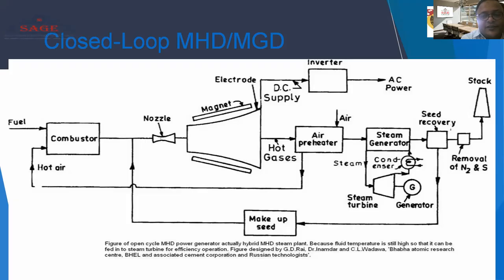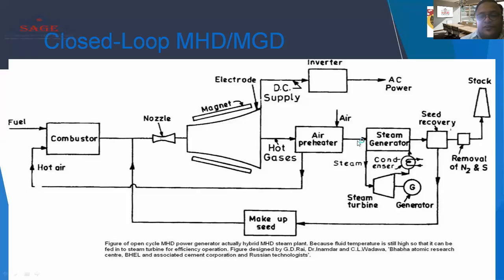The inverter converts the DC supply into AC power, and the gases passing through the air preheater use the heat of the hot gases to heat the air. This takes place in the air preheater, and the air is supplied to the combustion chamber after gaining heat. The steam generator is used for the generation of electricity through the consumption of steam.